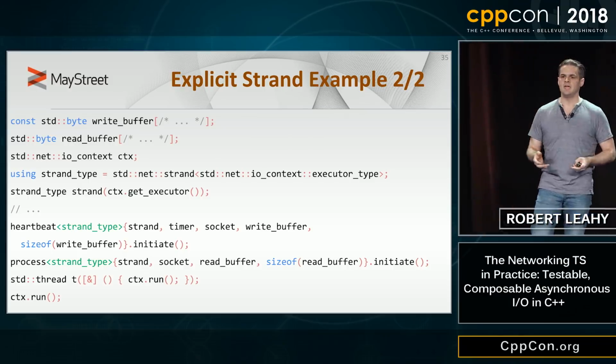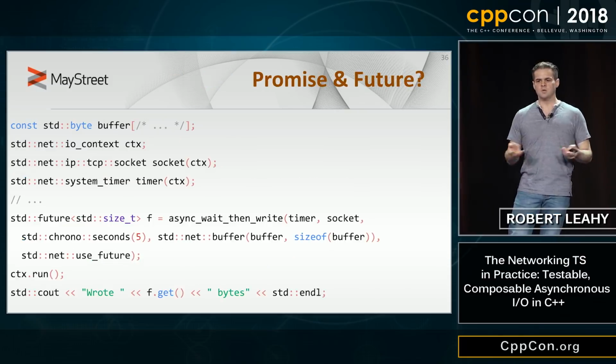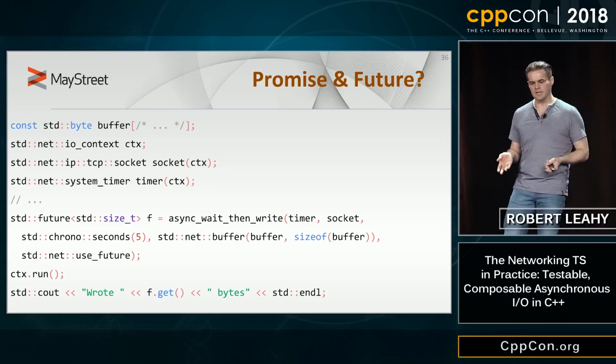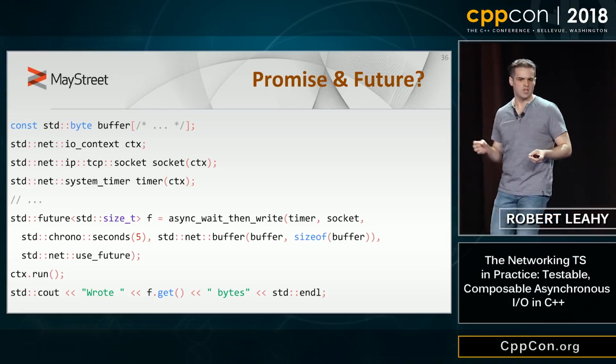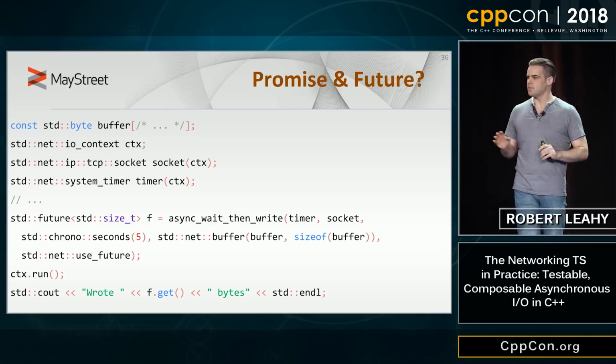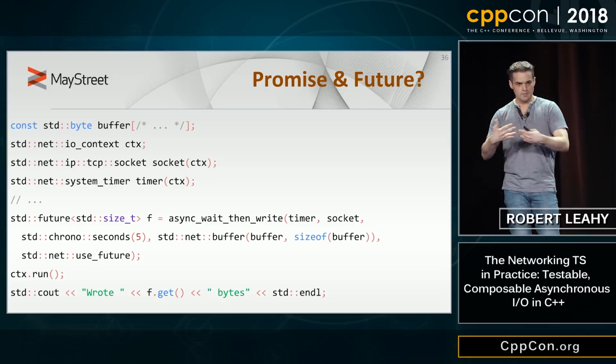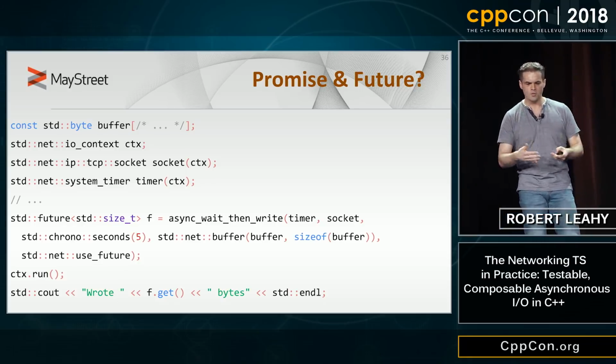And what if I don't feel like being in JavaScript-esque callback hell? What if I want to write some code that looks like this? Could the networking TS enable code like this, where I pass a special type as the completion handler to an asynchronous operation, and magically, somehow, I get back a future. And then I can allow the execution context to run and actually run the operation, and somehow the future is completed.